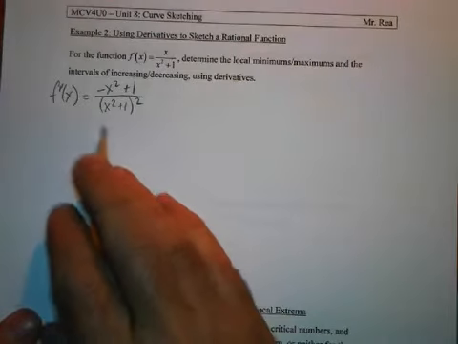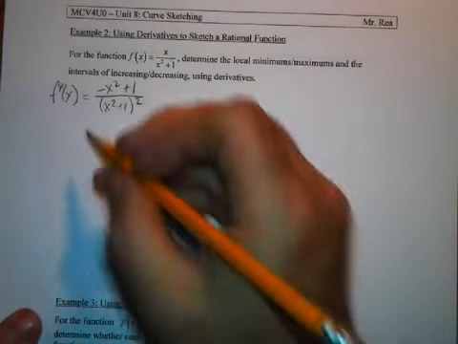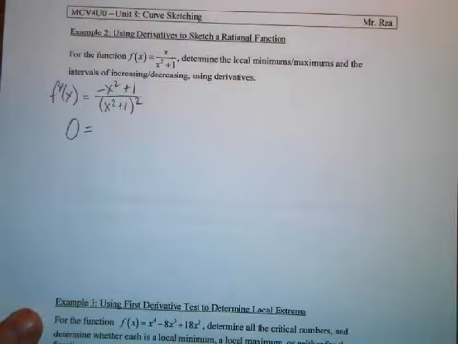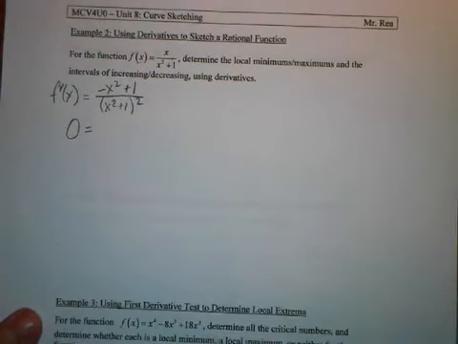So that's the derivative function. We want to set this to 0 now because we want to find where the horizontal tangents are, meaning the slope is 0, meaning it's a critical point. We want to find these points now.